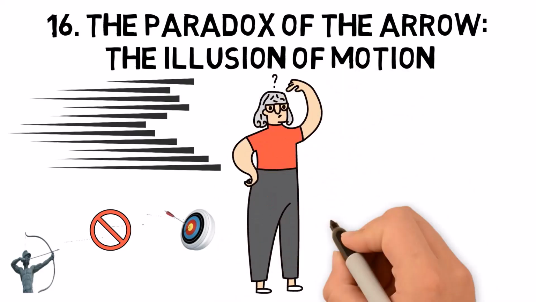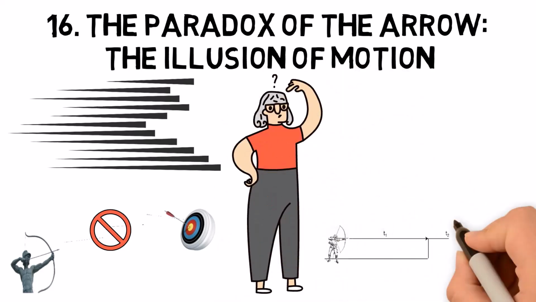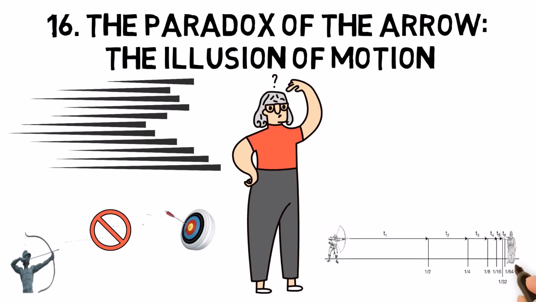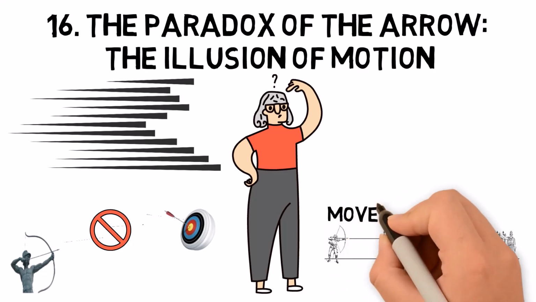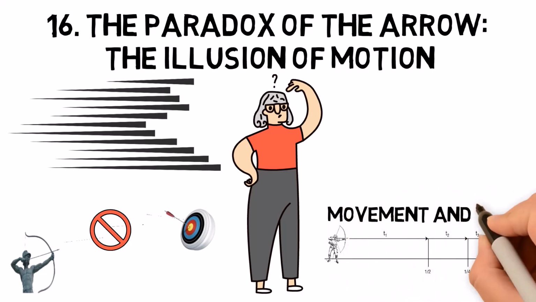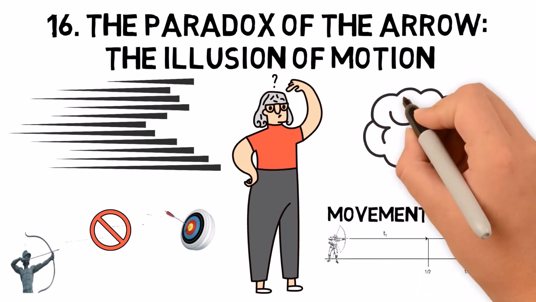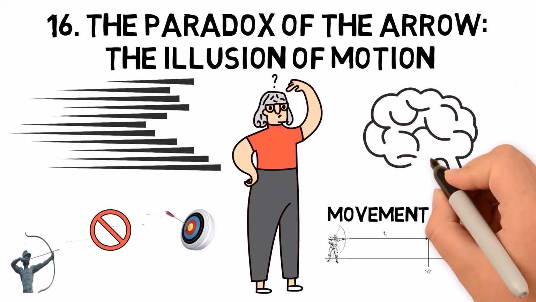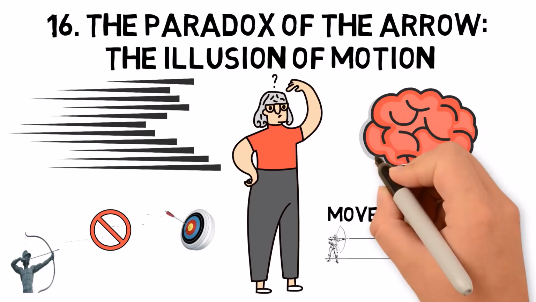The paradox suggests that what we think of as motion might actually be an illusion when we break it down into individual instants. This paradox challenges our understanding of how we perceive movement and time. It forces us to think about whether motion is something continuous or just a series of still moments that our mind connects together.